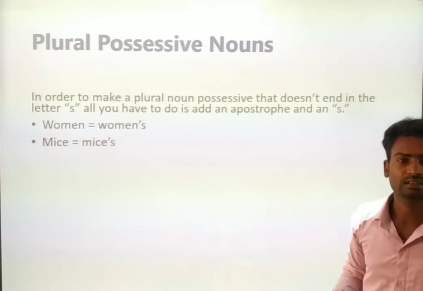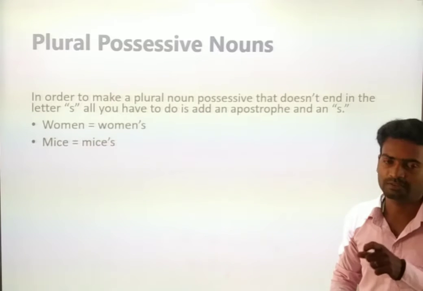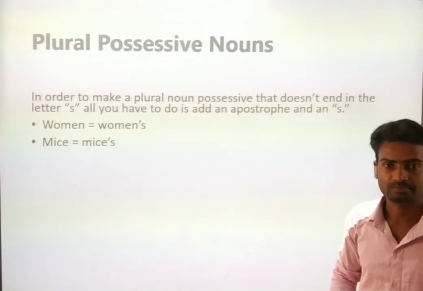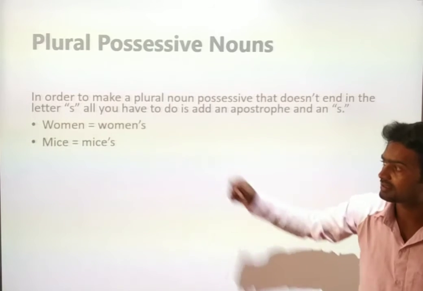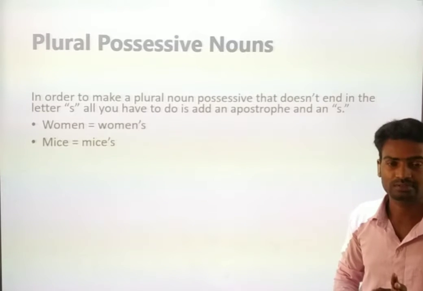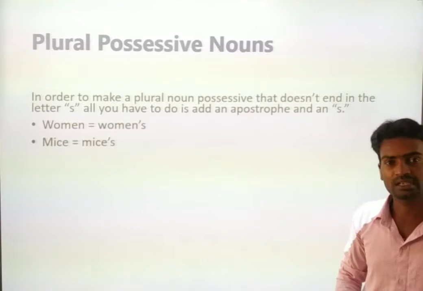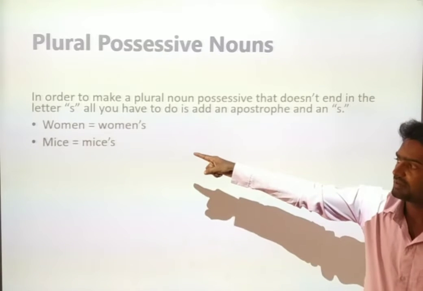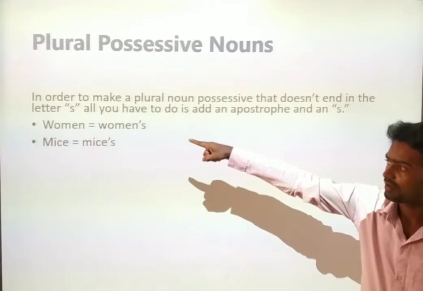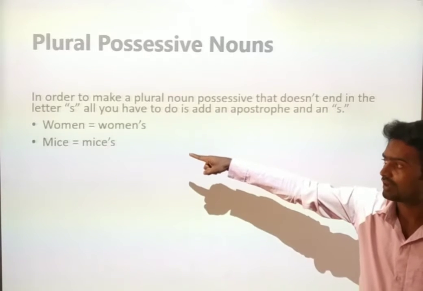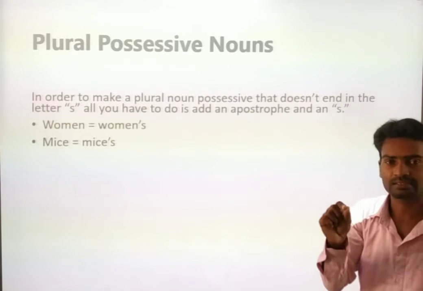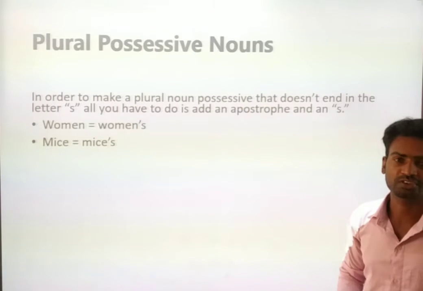Here we have an example: women, women's. How does it become possessive? Apostrophe s. Right? Mice, mouse. This comes as singular as well as plural. Mice is already a plural form. Women is already a plural form. So how do we make it possessive? We have to use apostrophe plus s to make it a possessive form.